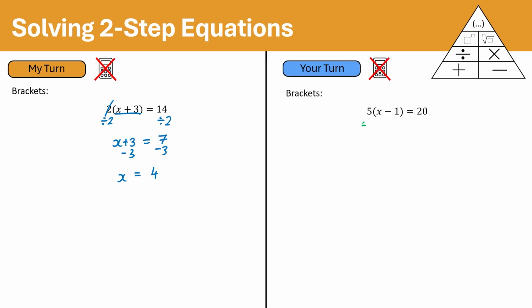Let's run through it. Start off by dividing both sides by 5. On the left-hand side, that leaves you with x subtract 1, and on the right-hand side, that leaves you with 4. You then want to add 1 to both sides. On the left-hand side, that gives you x. On the right-hand side, that gives you 5.